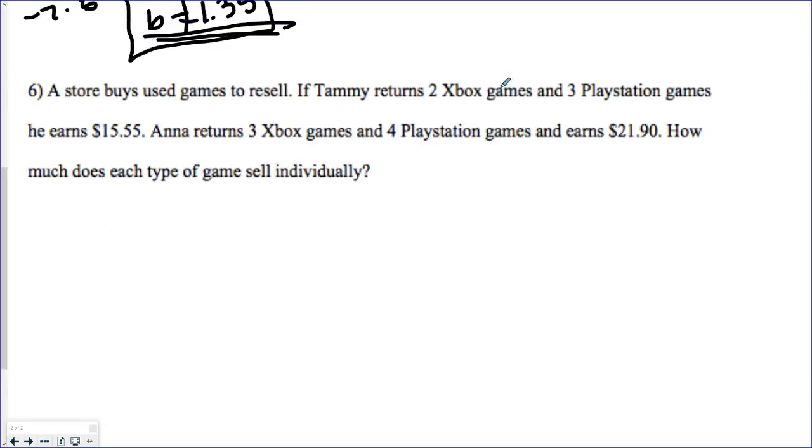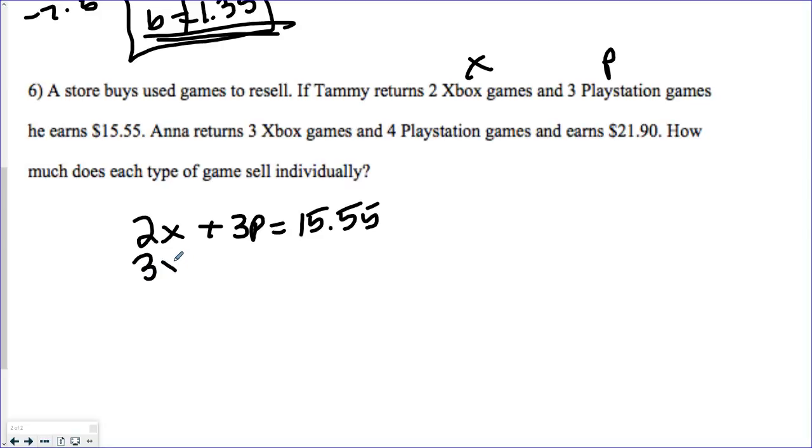So we'll call this X and P. So 2 Xbox games plus 3 PlayStation games is 15.55. And then 3 Xbox games plus 4 PlayStation games is 21.90. I need to figure out how much is one Xbox game worth and how much is one PlayStation game worth.